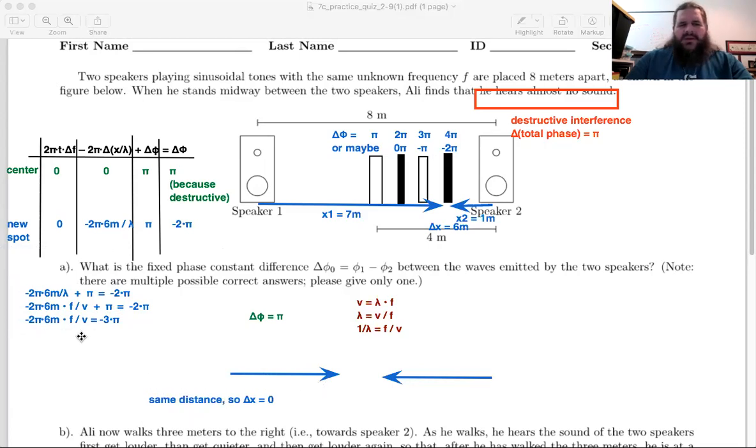By the way, another way you could do that, instead of messing around with whether it's 4 pi or negative 2 pi, we could have kept the 4 pi, but said we should have really subtracted the delta x in the other order. 1 meter minus 7 meters instead would give us negative 6 meters, which cancels out the negative, and we end up with a positive value for frequency anyway. Either way works, you're still going to get 3 pi on the other side when you subtract pi.